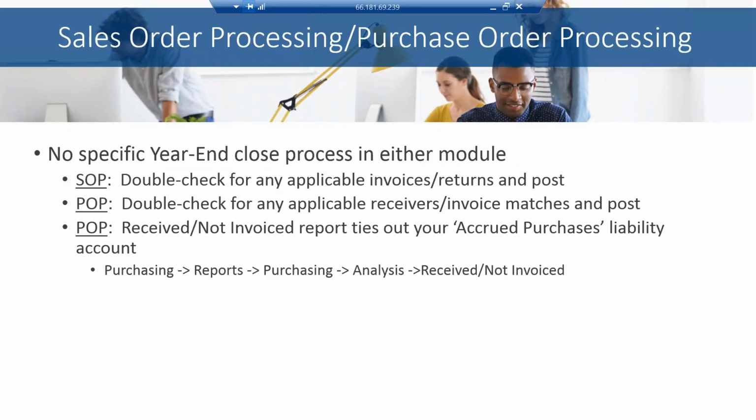And then lastly, there is a report inside the purchase order module called the received but not invoiced report, and this report should tie out to your accrued purchases liability account. You can get to that report through purchasing reports, purchasing analysis, and received not invoiced. So use that path to get to that report. Again, all this is saying is let's make sure that if there are any invoices that are going to affect our payables module, our receivables module, or our inventory module, those are all posted as they should be before we go into the actual year-end closing process.